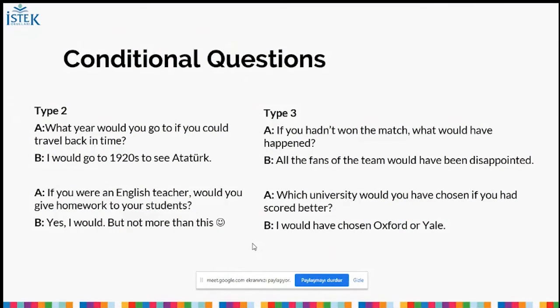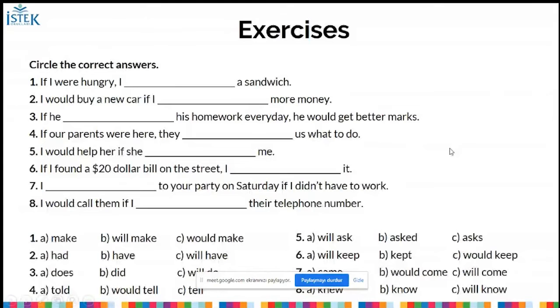Let's have a look at exercises. We can do them together here. If I were hungry, this is past simple, so we can understand that. This exercise is type 2. If I were hungry, here we need to use would infinitive. The correct answer is would make a sandwich. Am I hungry? No, I'm not hungry. I'm talking about a hypothetical situation for now.